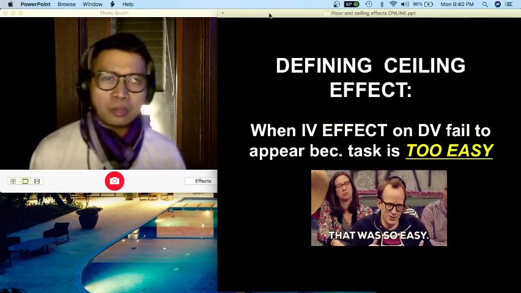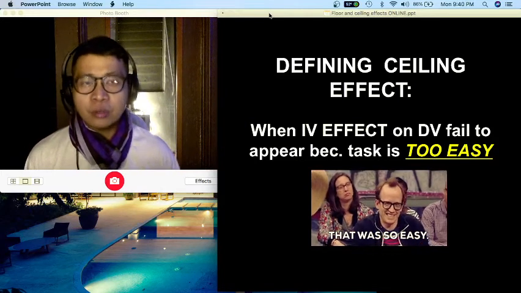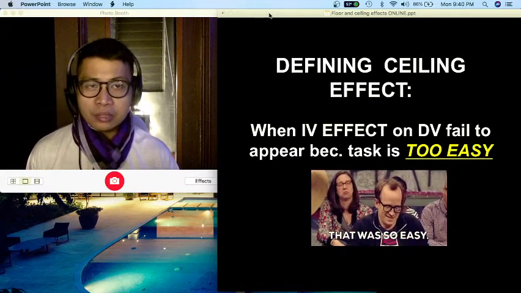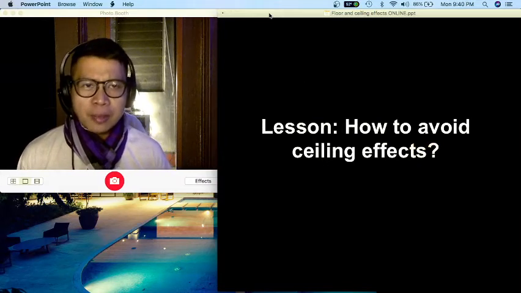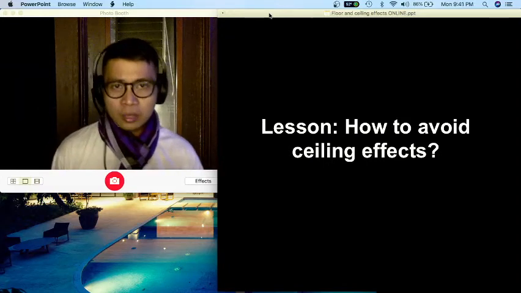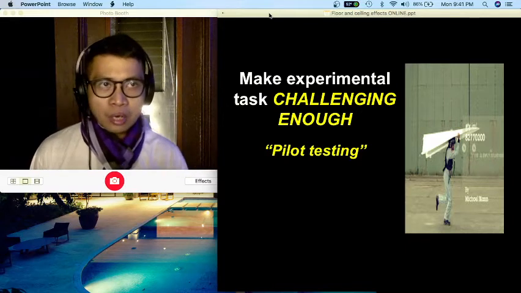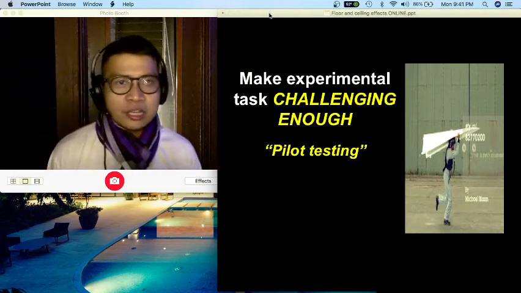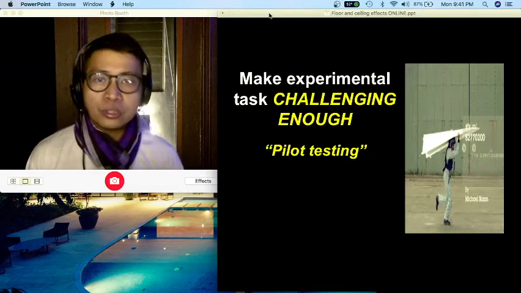So given that example, we can now define ceiling effect as when the independent variable effect on the DV fails to appear because the task that you have given to them in the experiment was simply too easy. So ang tanong ngayon, papaano natin maiiwasan yung ceiling effect sa ating mga experiment? Well, again, you just go back to the instrument or to the task that you are making your participants do. It must be challenging enough. Hindi dapat masyadong madali yung task na ipapagawa mo sa kanila para maiwasan mo yung ceiling effect.